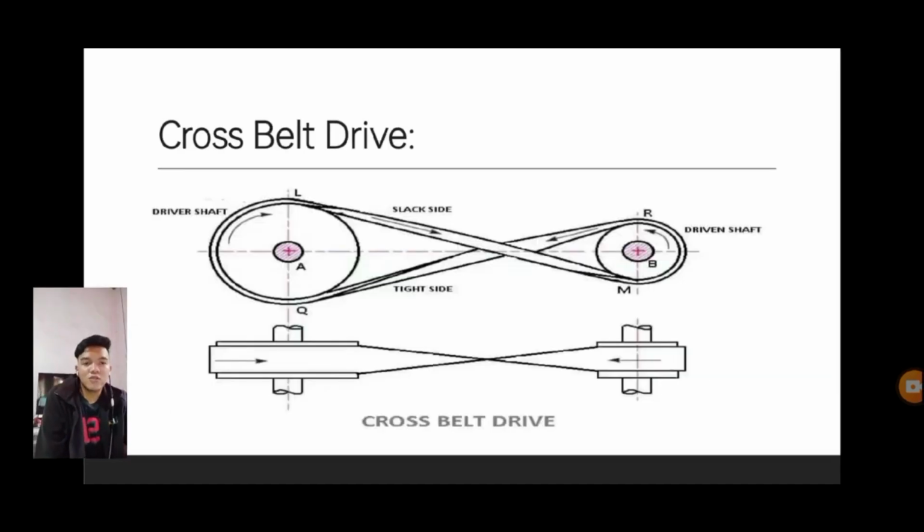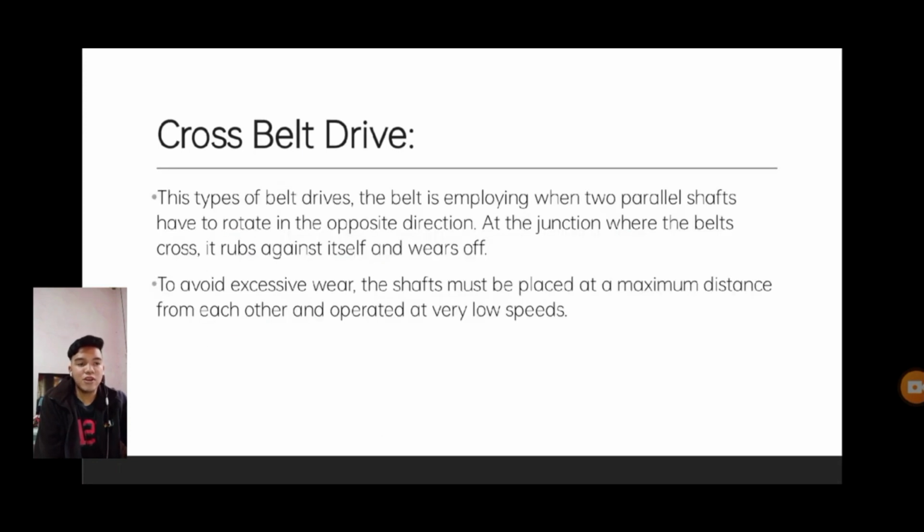So this is a cross belt drive. In this type of belt drive, the belt is employed when two parallel shafts rotate in opposite directions. At the junction where the belts cross, it rubs against itself and wears off. To avoid excessive wear, the shafts must be placed at a maximum distance from each other and operate at a very low speed. So the belt drive should always operate slowly.